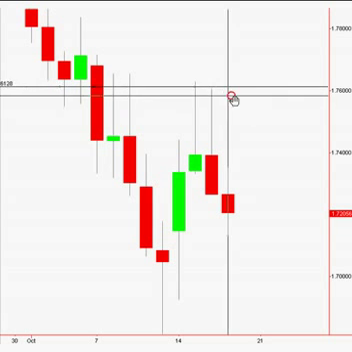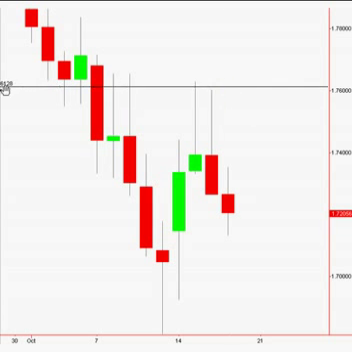If we want to take it one step further, we can also see confluence of this horizontal level through here at 176, which was a prior swing high. You can see there were some tails on these candles through here. So 176 is obviously very important, and the market is trapped below it.